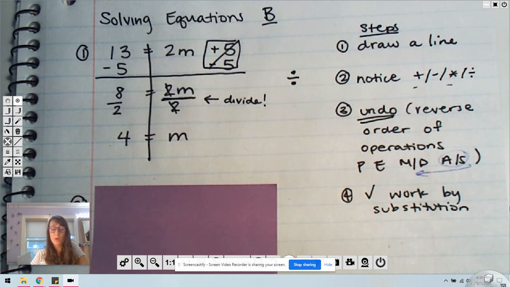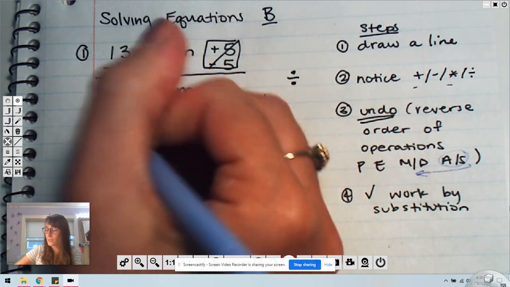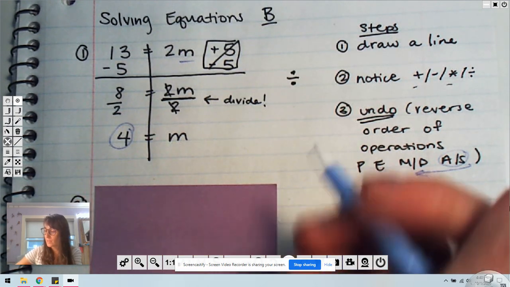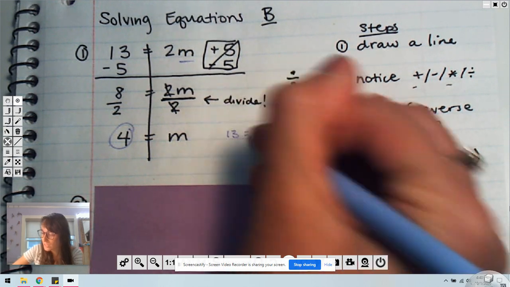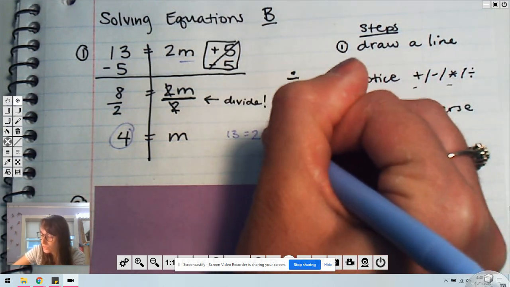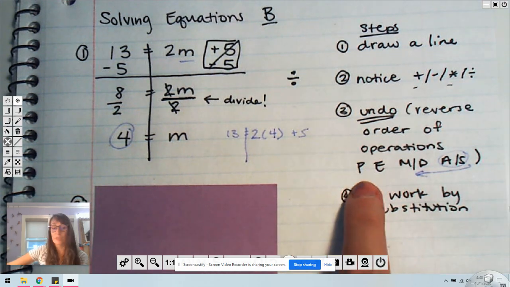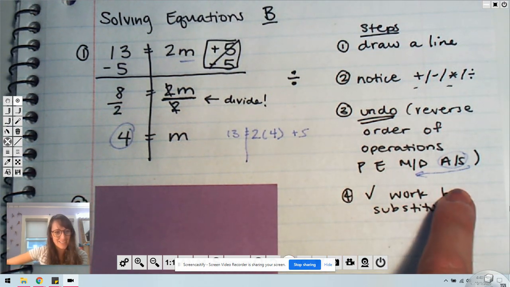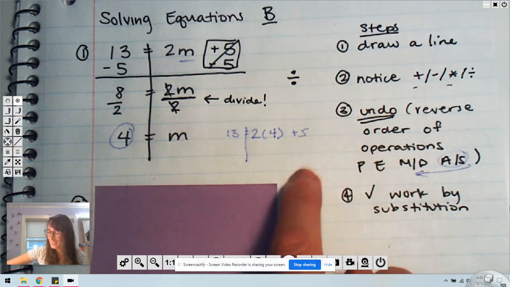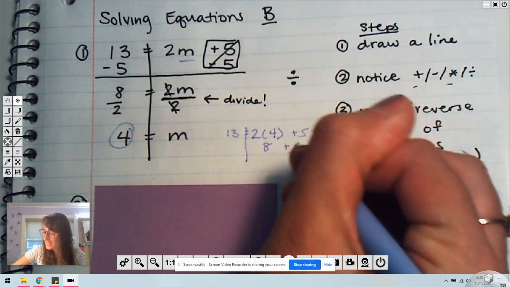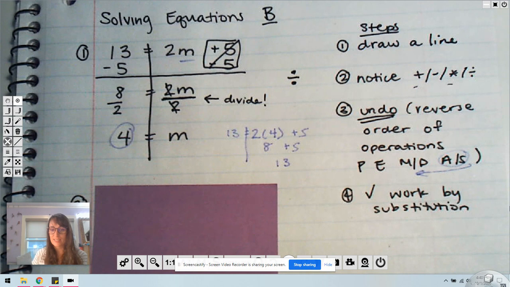To check my work, I can substitute this value back into my original equation. So I know it's supposed to be 13 as my answer. 2, I'm going to substitute in 4, plus 5. Now check it out. I'm going to do PEMDAS, but in the right way. So first I'm going to start by multiplying. 2 times 4 is 8. 8 plus 5 is 13. 13 equals 13. So I know I got the right answer.